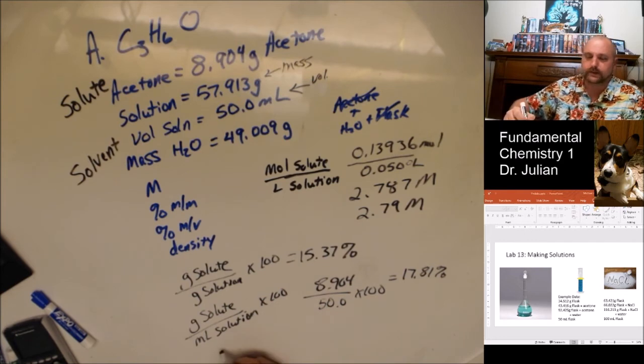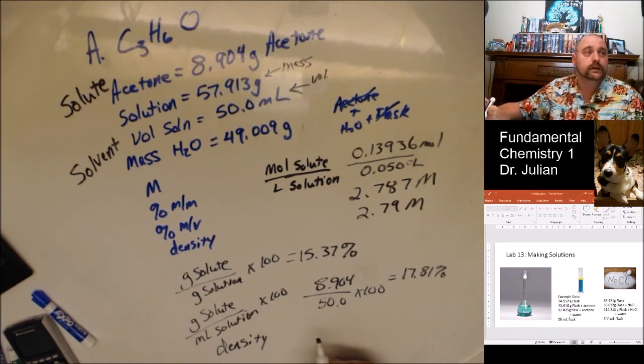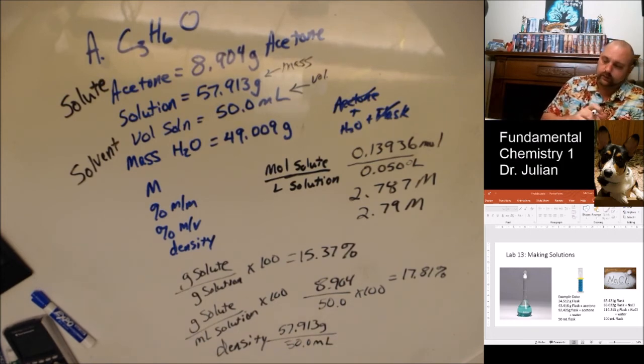Okay, then density. Grams over milliliters here, but it's going to be grams of solution, 57.913 grams over milliliters of solution, which was 50.0 milliliters. 57.913 divided by 50.